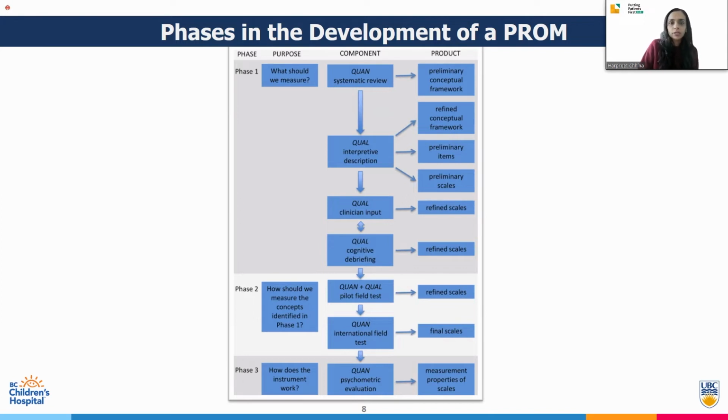Phase 1, broadly called the item generation phase, is further broken down into multiple steps, starting with a systematic review, followed by a qualitative study, and then a content validation study. Phase 2 is broadly called the item reduction phase, and phase 3 is the psychometric testing of the new questionnaire.